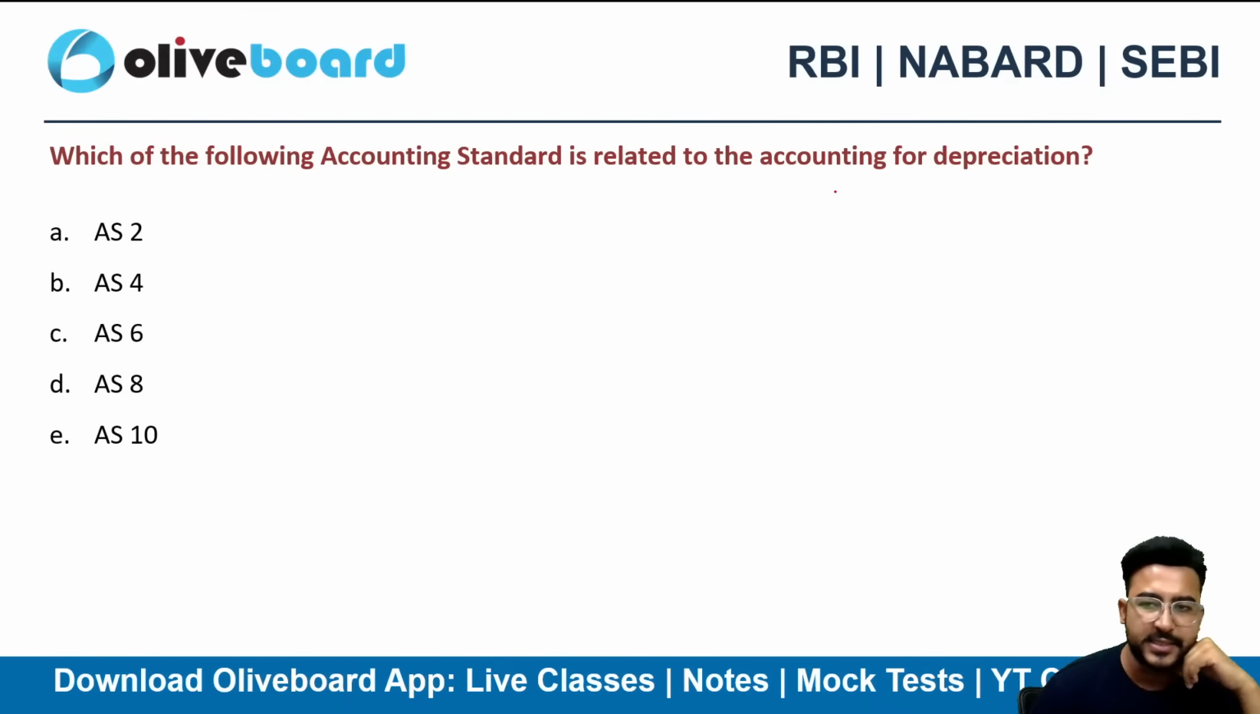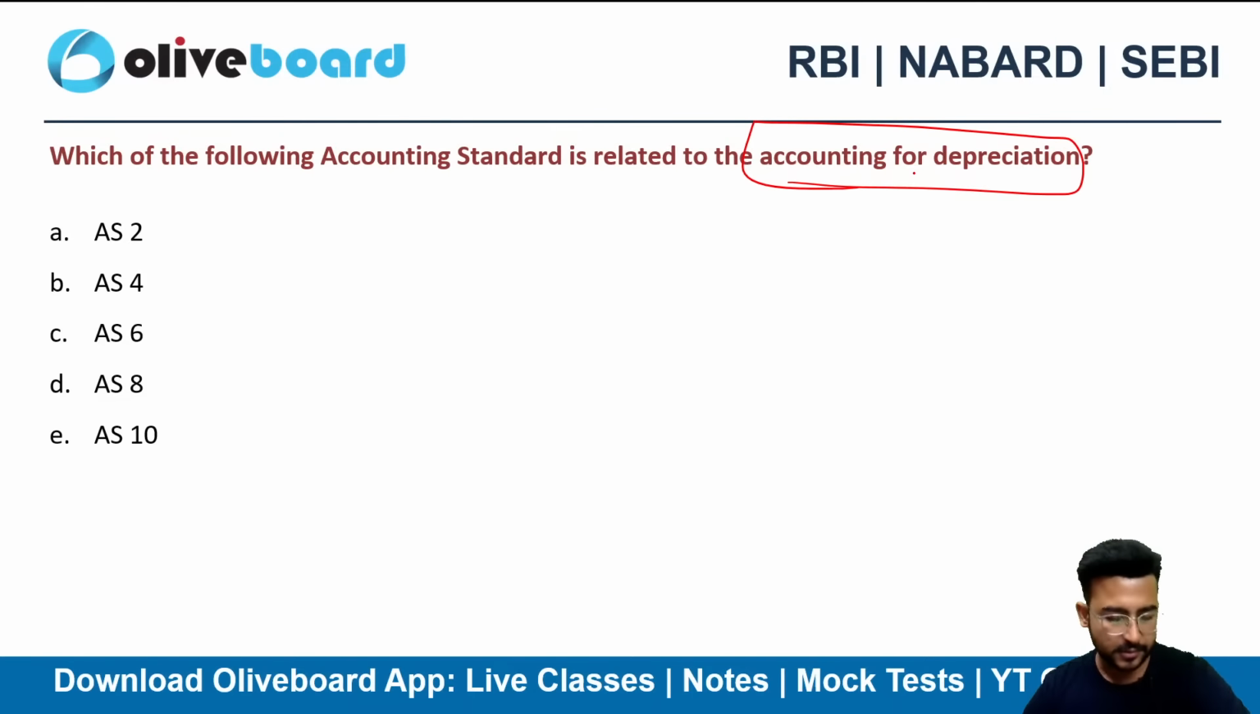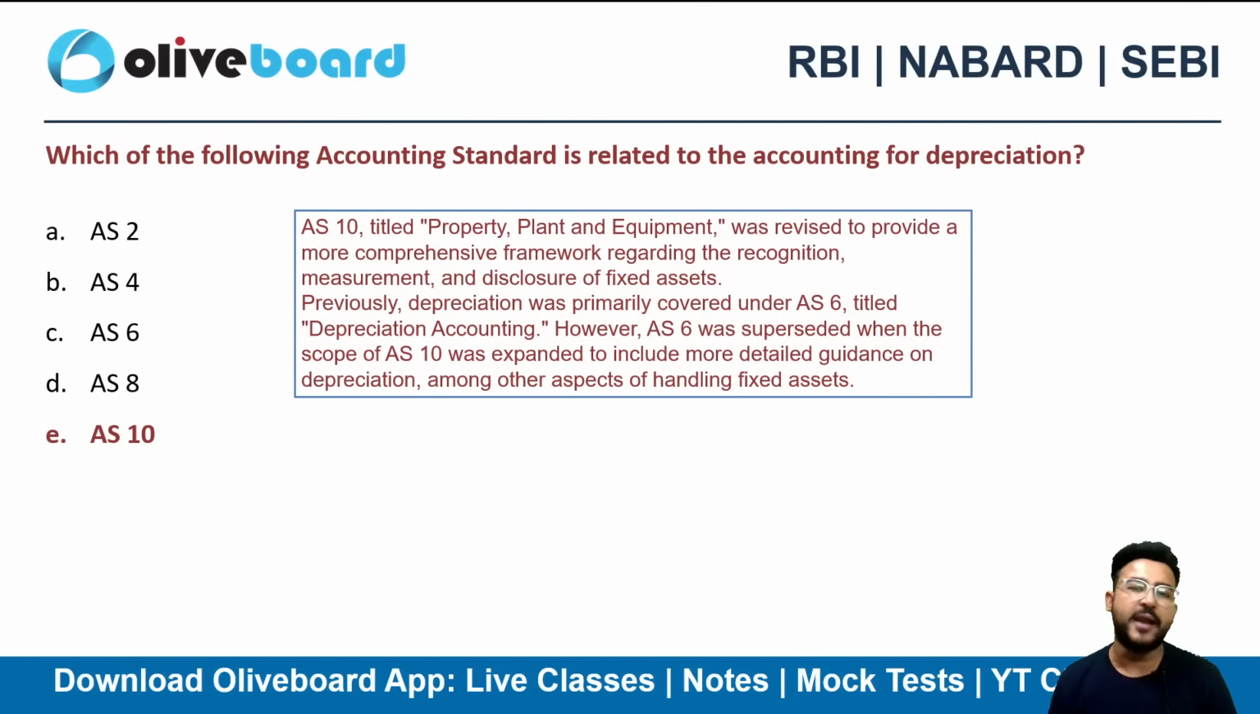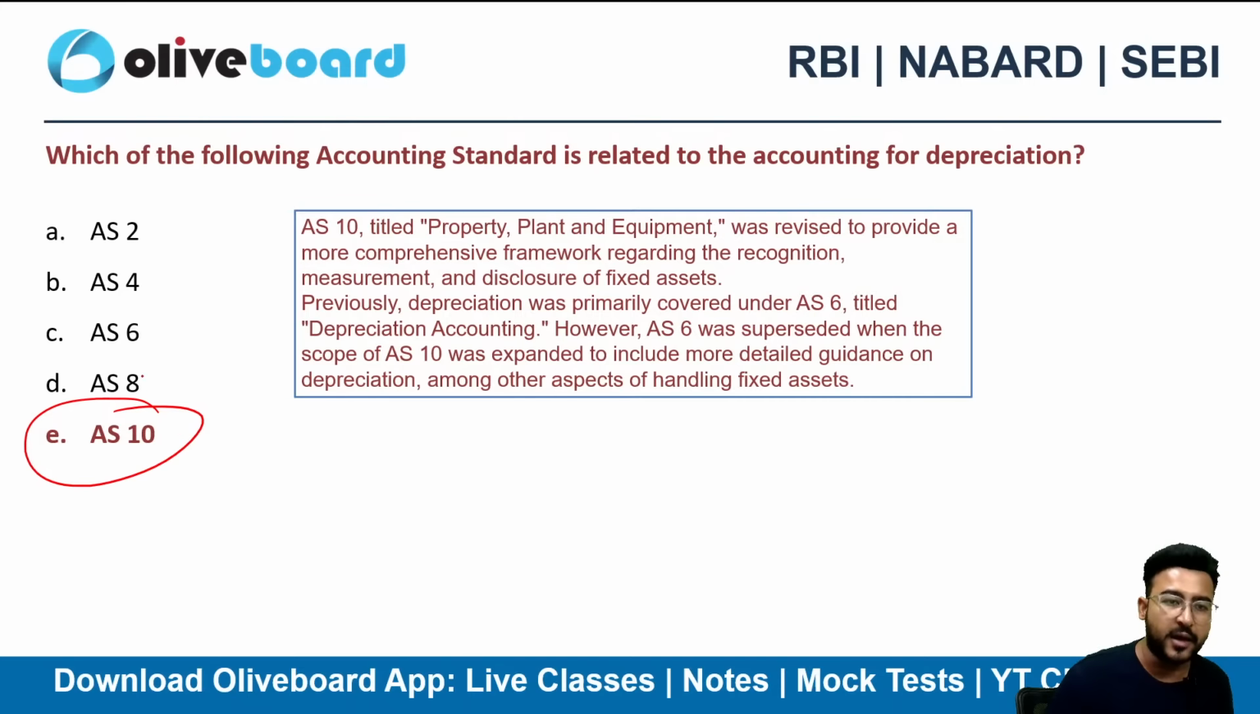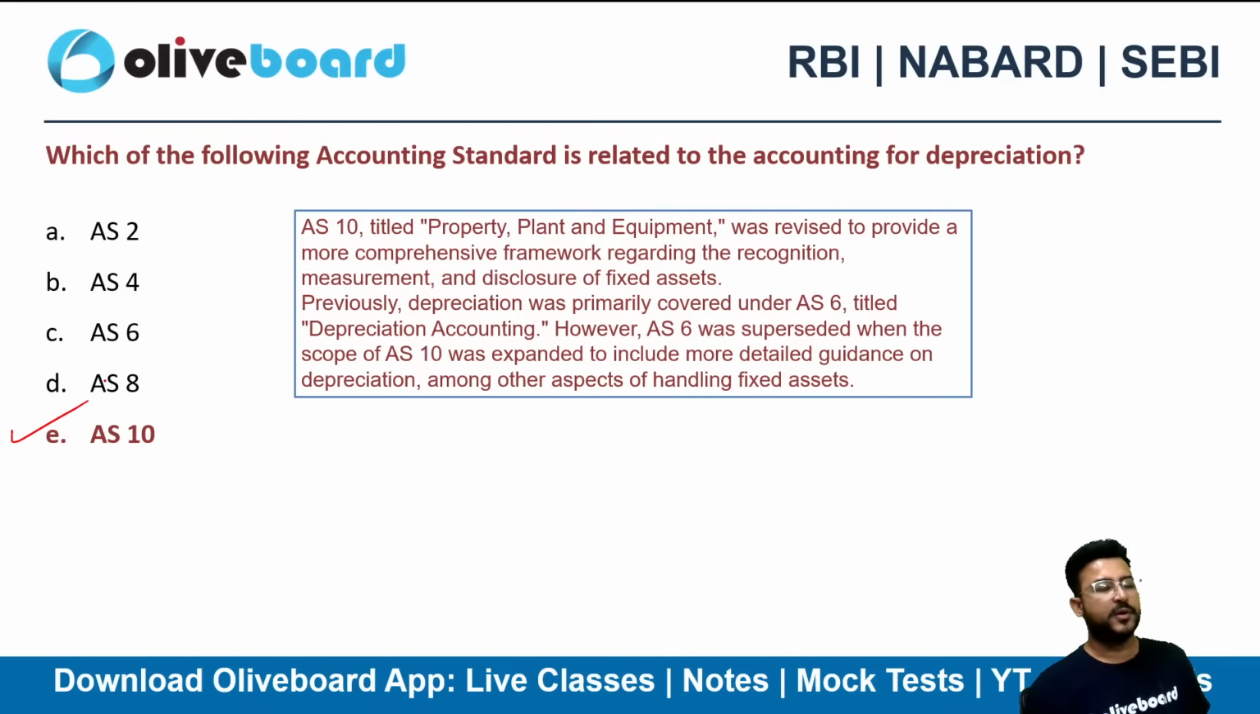Which of the following accounting standards relates to accounting for depreciation? It is accounting standard 10. So for property, plant and equipment and the depreciation related to property, plant and equipment, accounting standard 10. Earlier it used to be AS6. Now it is not AS6. AS6 is abolished as of now, right? And we do have AS10 both for property, plant and equipment and depreciation. So it is not AS6 here. It is AS10.